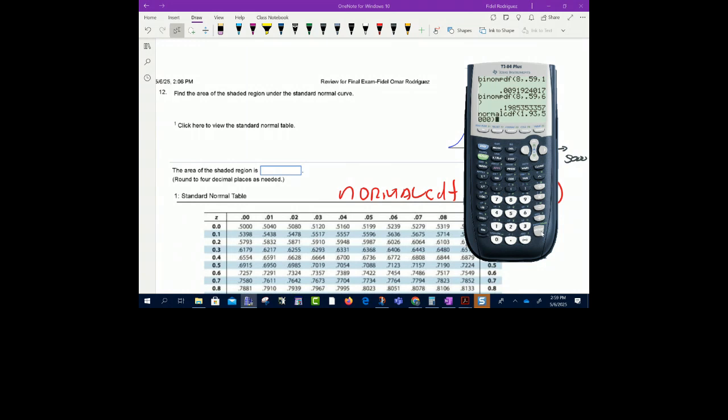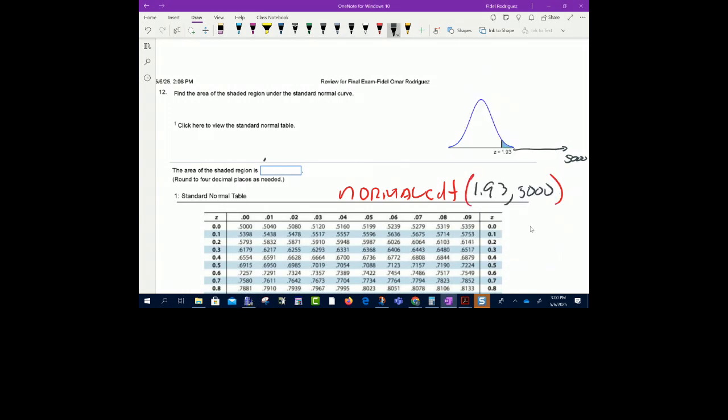Let's hit enter. And guys, it doesn't matter if you go 5,000, 5 million, doesn't really matter. And we're going to go to 4 decimal places. I'm coming up with 0.0268. Okay, right. And there we go.